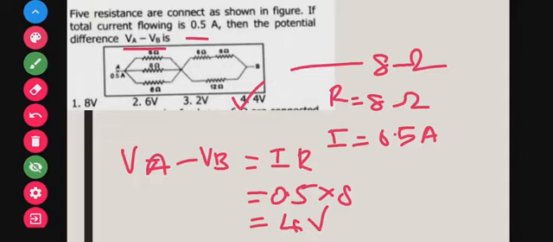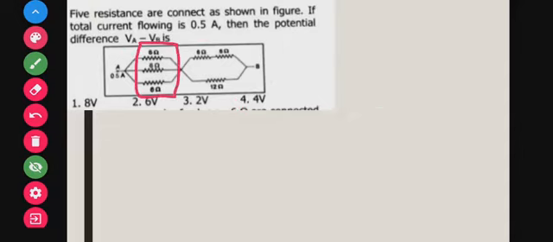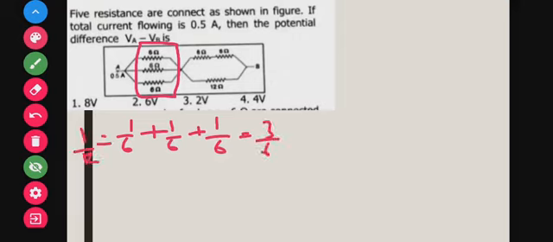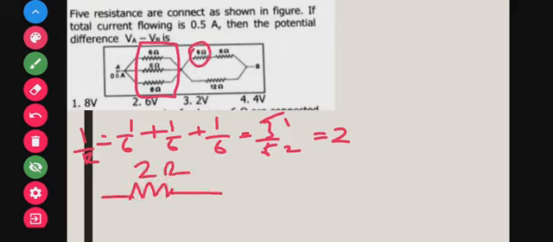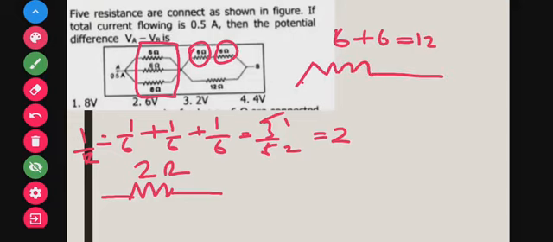Okay, so solving this resistor network: if you take this portion, all three are in parallel. So because they are in parallel, 1 by 6 plus 1 by 6 plus 1 by 6. I am explaining again. So you get 3 by 6, so 1 by R is equal to 3 by 6, which is 1 by 2, and your value will be 2. So you have a 2 ohm resistor, and here a 6 and 6, which are in series. So 6 plus 6 gives you a 12 ohm resistor. So you are getting a 12 ohm resistor here and a 12 ohm resistor here.